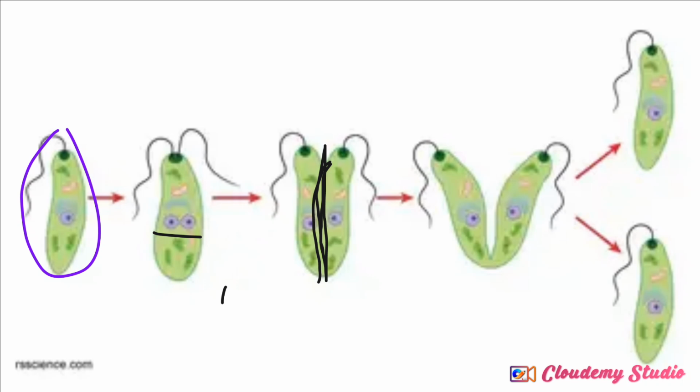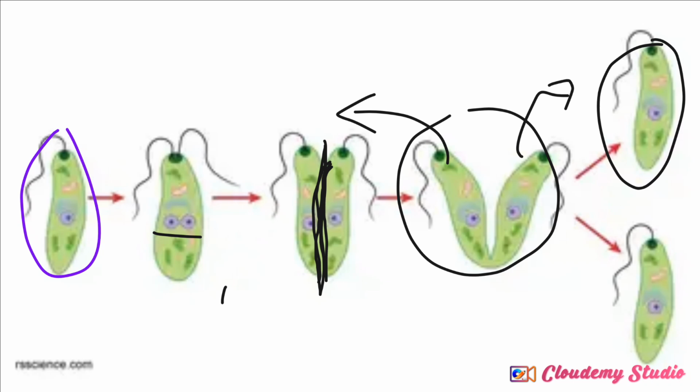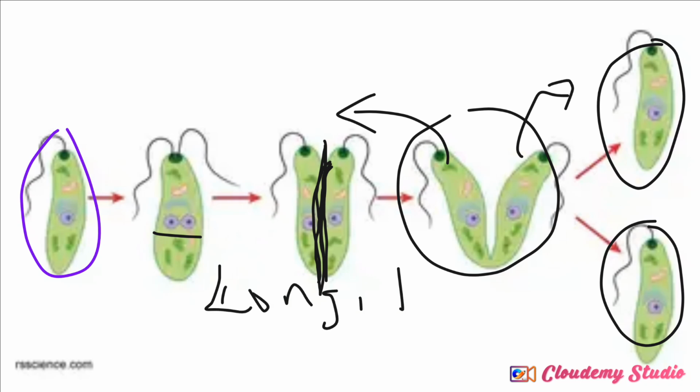When the cytoplasm started dividing vertically, this one is just a line showing that it starts dividing. In this case, the cytoplasm divides and they separate from each other. One goes like this, the other one goes like this. You understand? And we now have two daughter Euglena. So this is just longitudinal fission of Euglena. Now, that is what we have for Euglena.